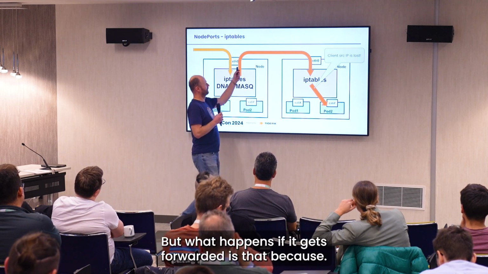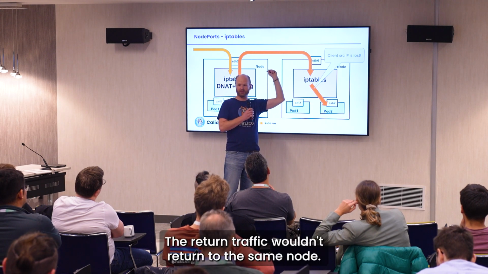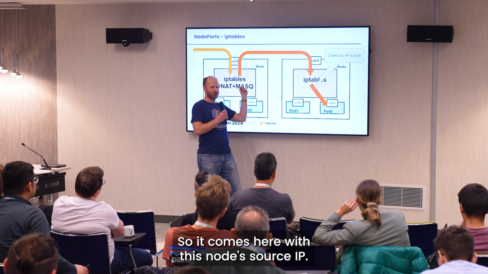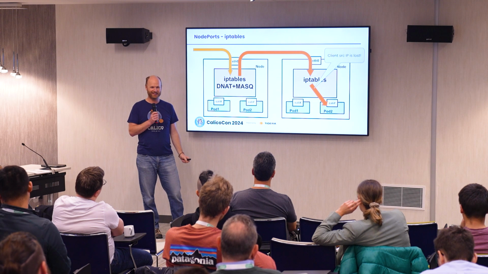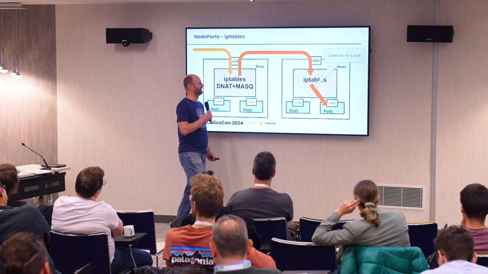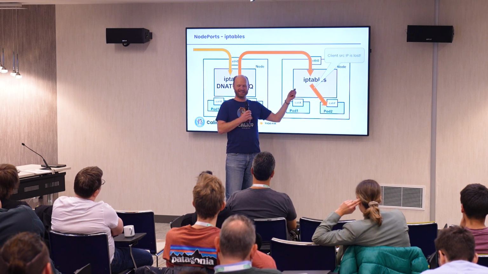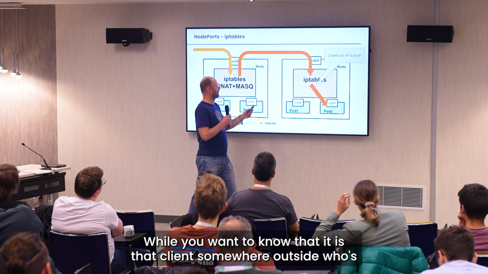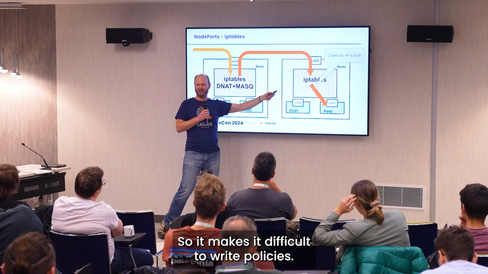But what happens if it gets forwarded is that because the return traffic wouldn't return to the same node, it has to get masqueraded. So it comes here with this node's source IP. What's the problem here for you as a user? It's very difficult to find which application accesses my service. Policy, right? You don't know who's talking to you. You think that anyone on that node is talking to you, while you want to know that it is that client somewhere outside who's actually allowed to talk to you. So it makes it difficult to write policies.